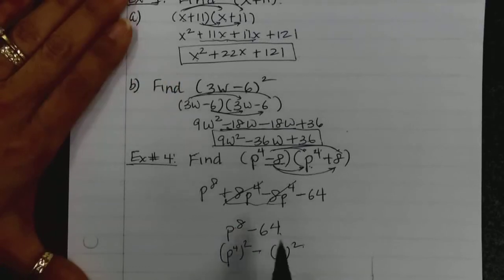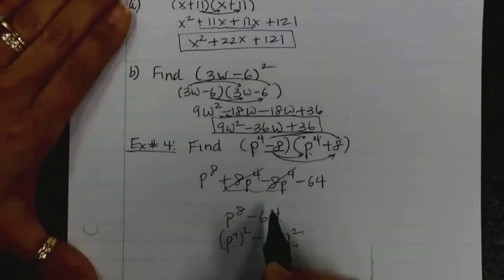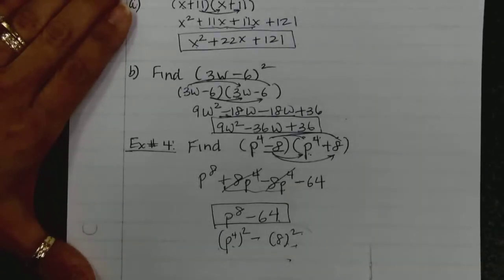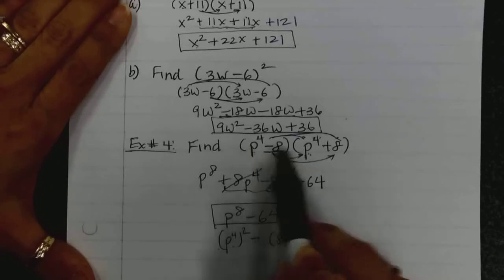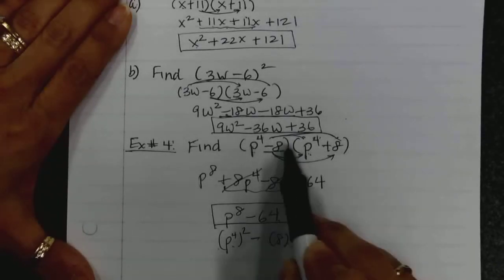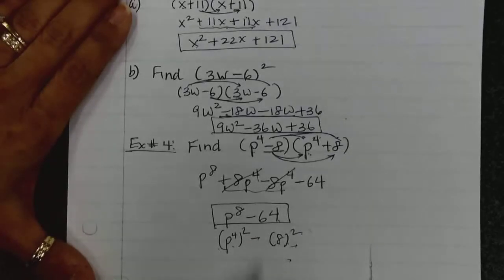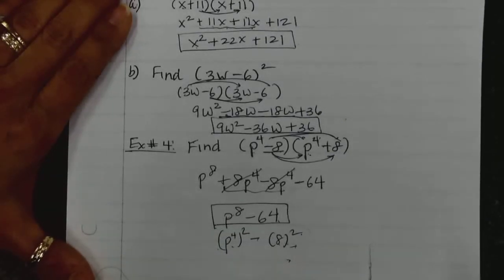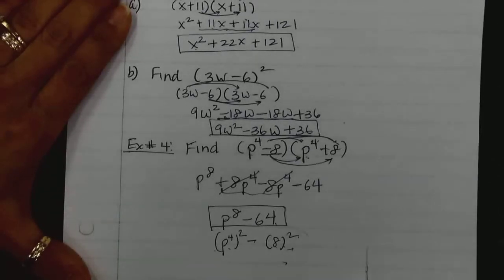So this is finding the difference of squares, but don't worry about that. Just FOIL like you did and simplify, and I'm going to tell you right now, when you have the same terms but opposite signs, the middle terms will always cancel out, and you will end up with p to the 8th minus 64. And this is multiplying special cases.